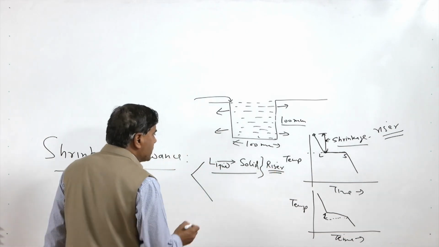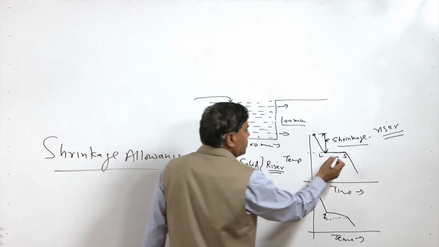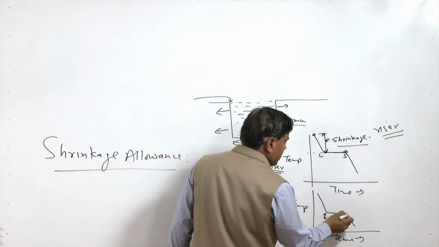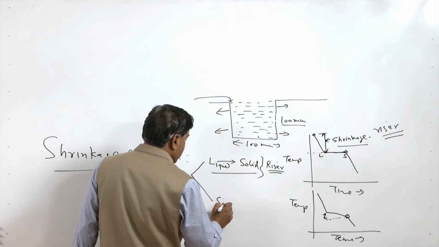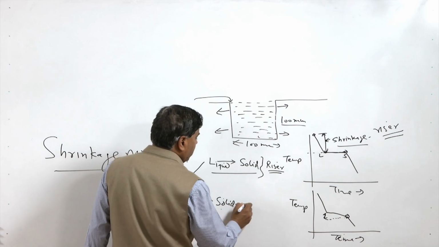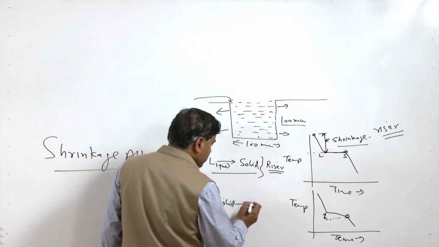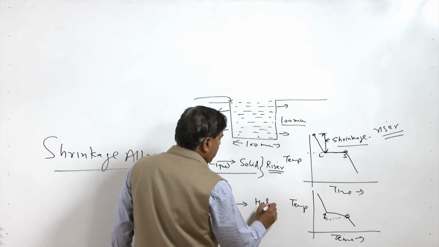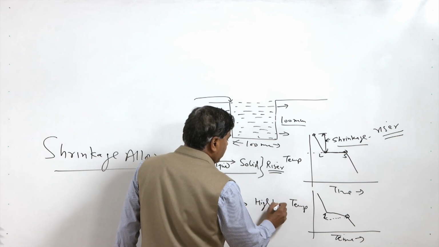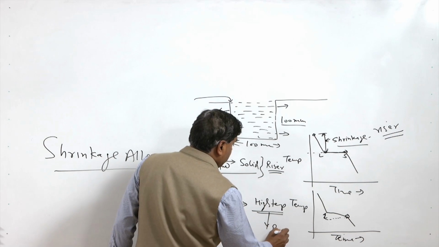On the other hand, once the solidification is over, the heat is lost and the solidification is over, meaning we have reached this stage and this stage. Further, in the solid state of the casting, the reduction in temperature will lead to contraction. So, after the solidification, the drop in temperature from the high temperature to the room temperature.